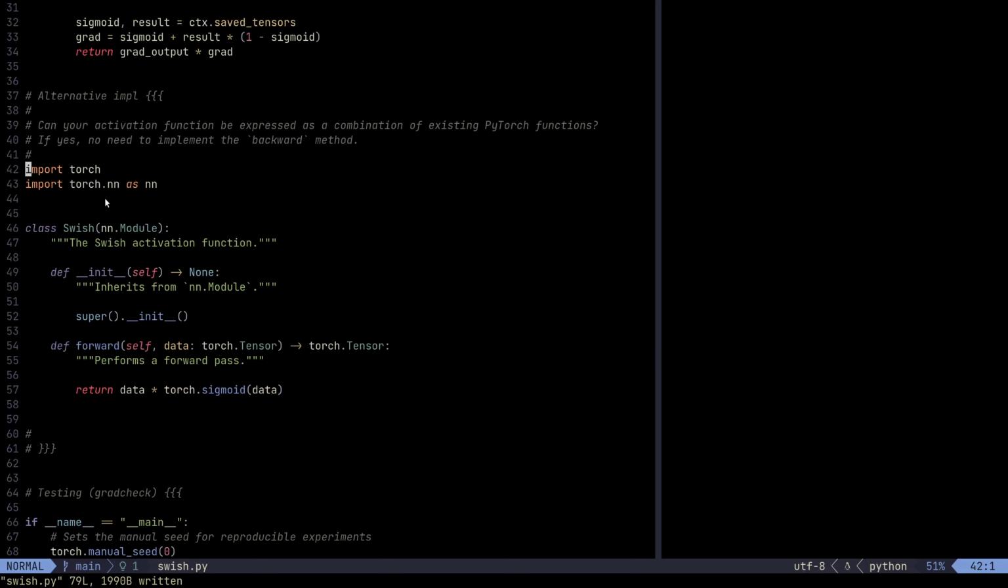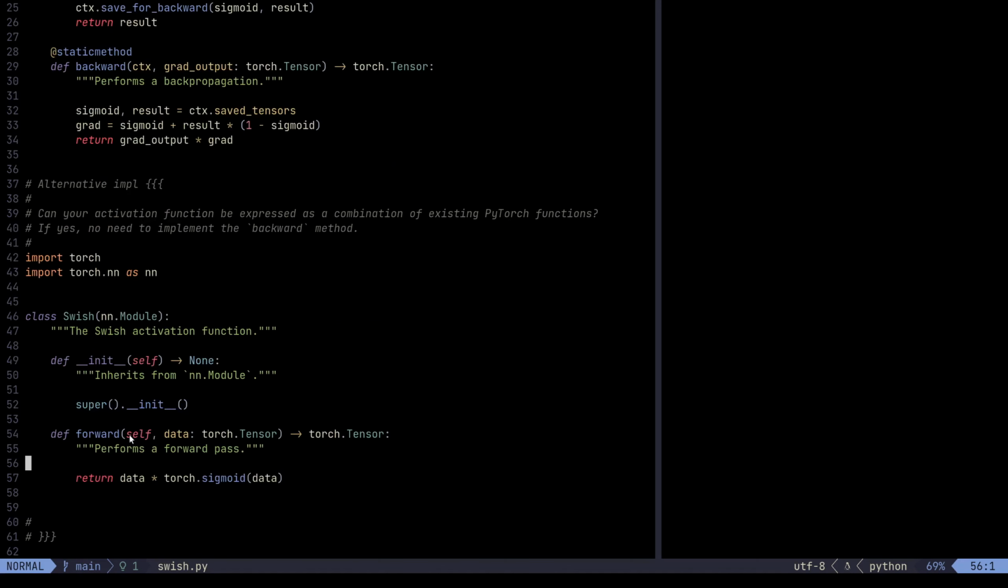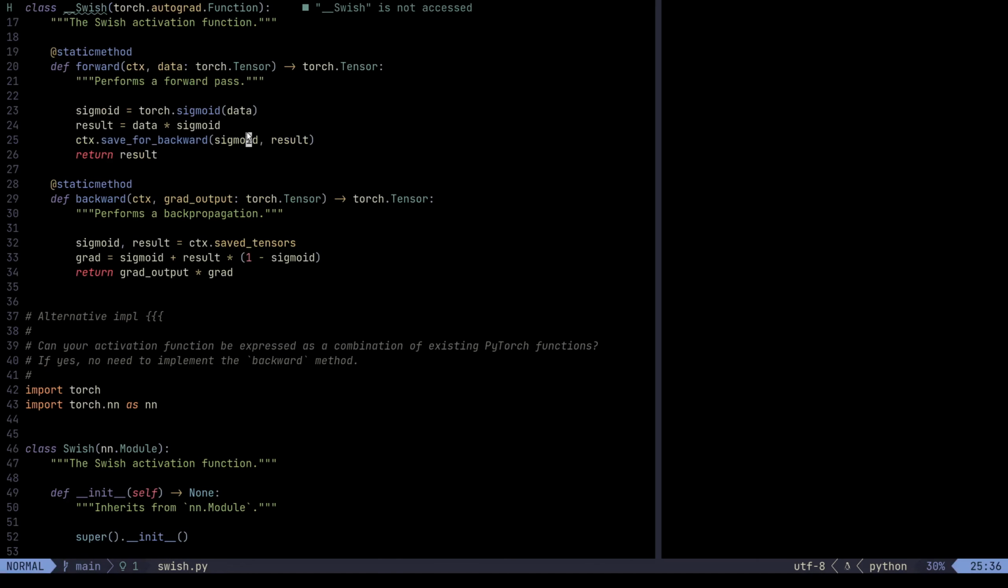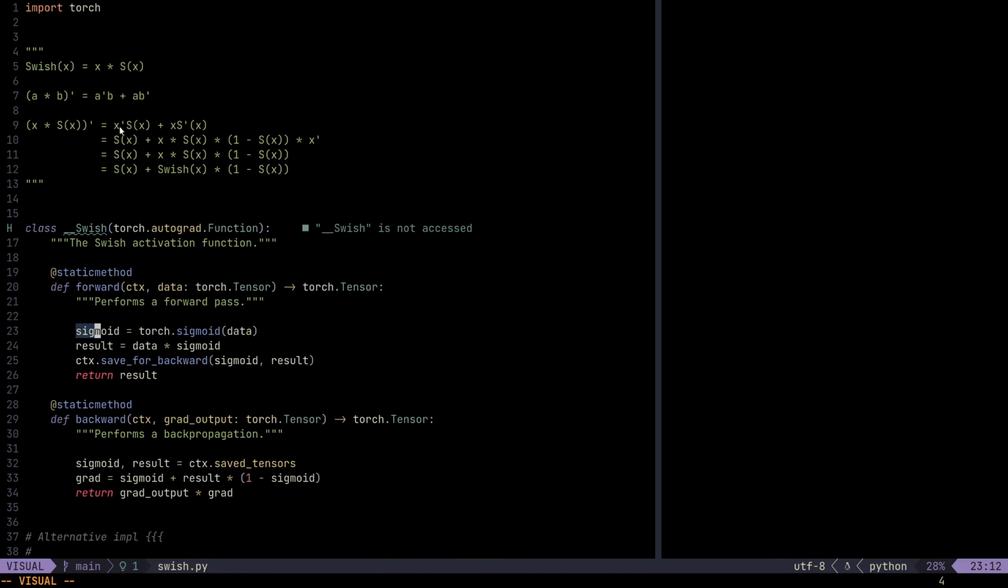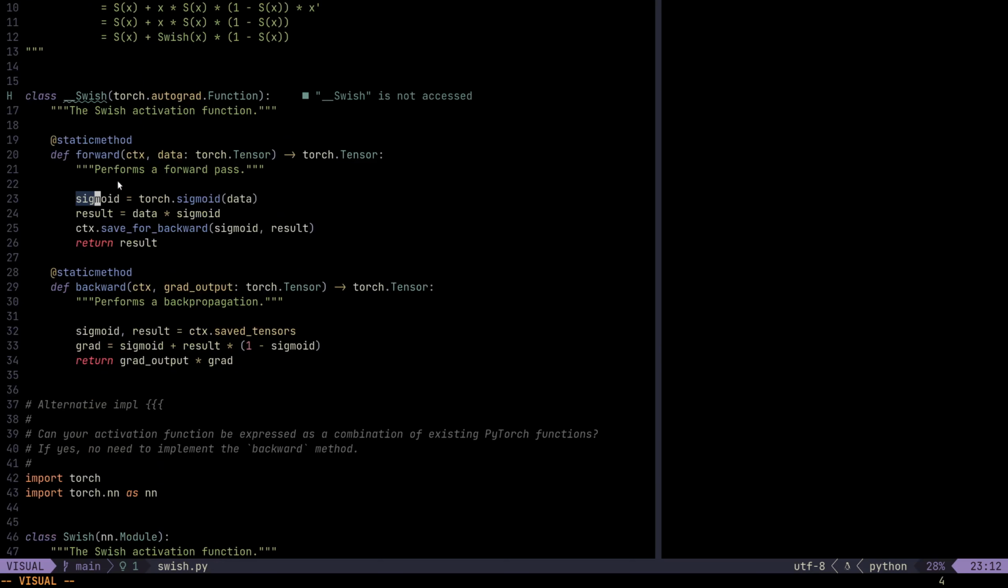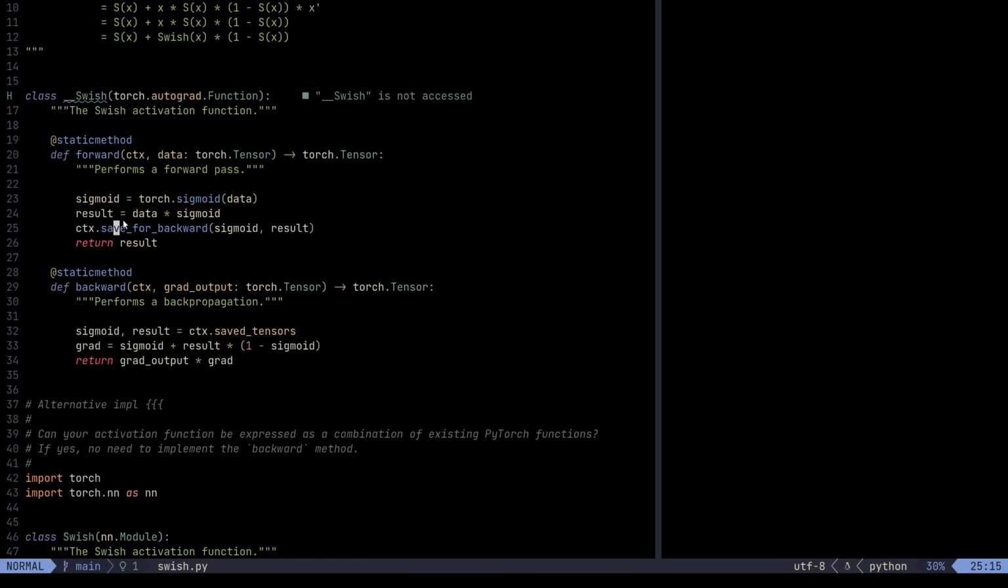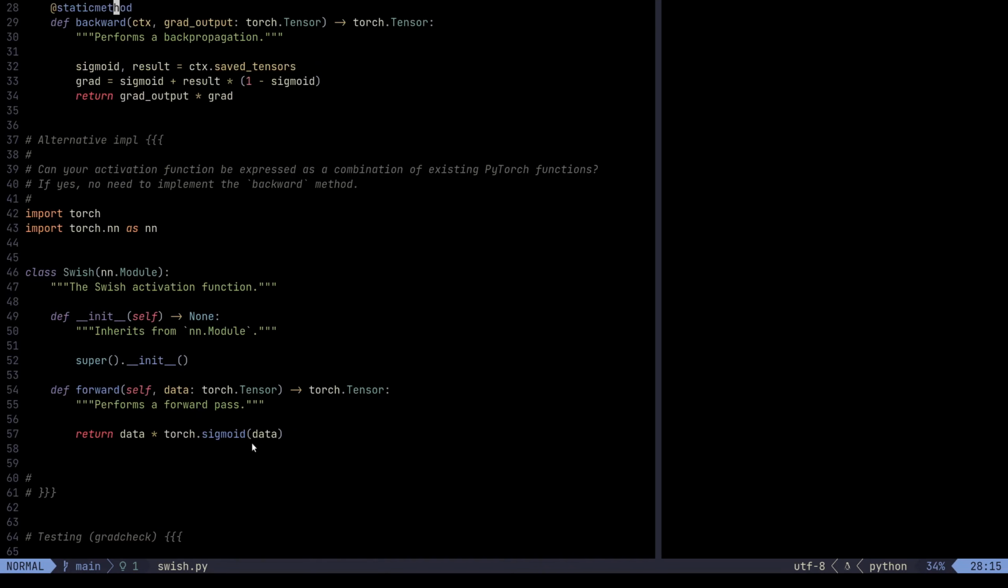What we can do is just import torch, import torch.nn as nn, inherit from nn.Module, and all we're going to do is perform inheritance and then define the forward method. We're not going to define a backward method. We're not going to pass any context. We just have self here, as you see. We're not going to save sigmoid and result. We're not going to do this abstraction of x times S of x. We're not going to substitute that with the swish. We're just going to do data times torch.sigmoid of data.